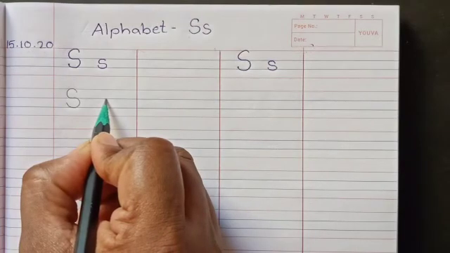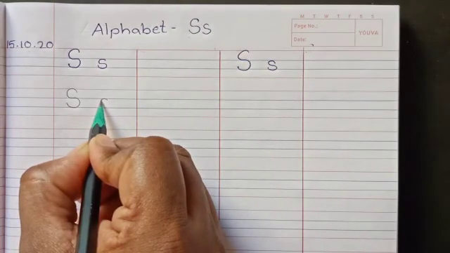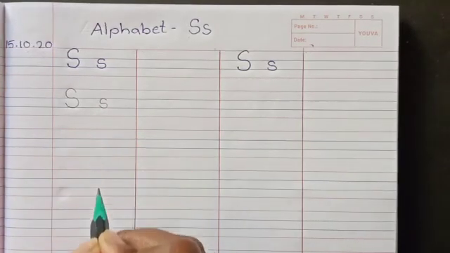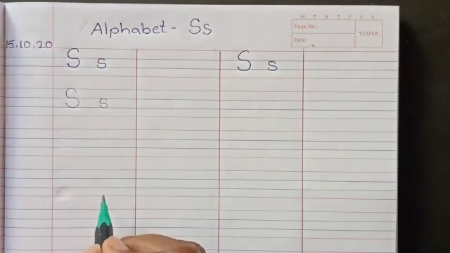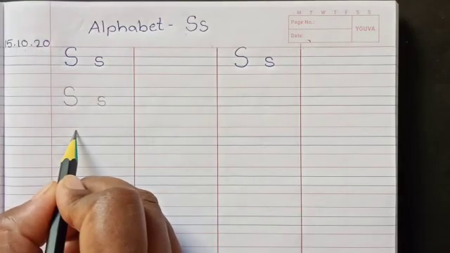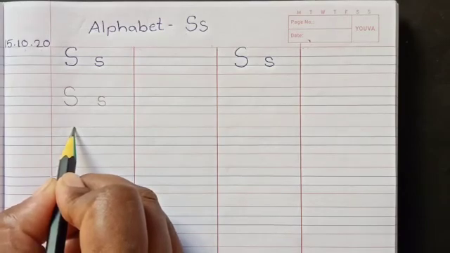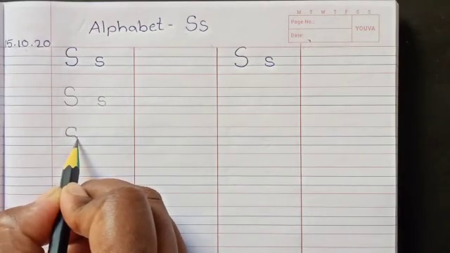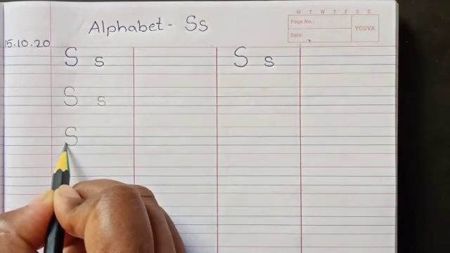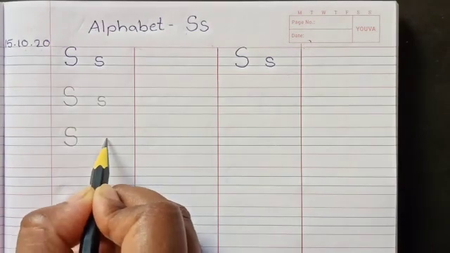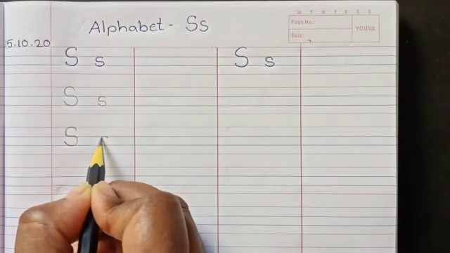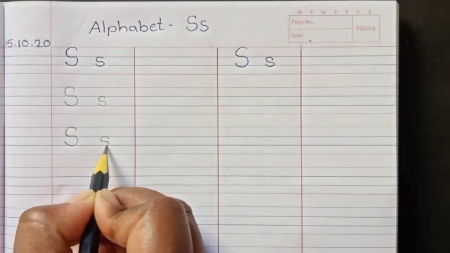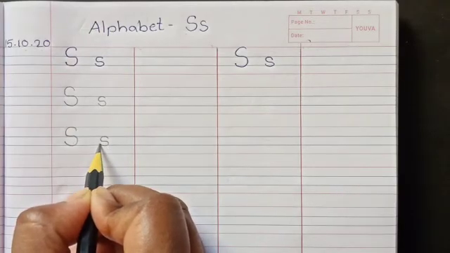For small s, we will write between the two blue lines. C curve, reverse C curve. Go little bit up. Small s. Put your pencil little bit below the red line. Make a C curve touching the red line till the first blue line. Make a reverse C curve till second blue line and go little bit up. Capital S. For small s, make a C curve inside the two blue lines. Then make a reverse C curve and go up. Small s.